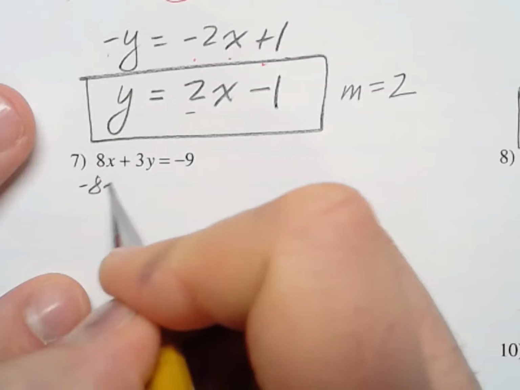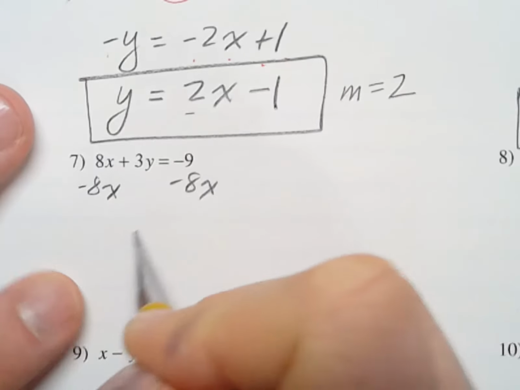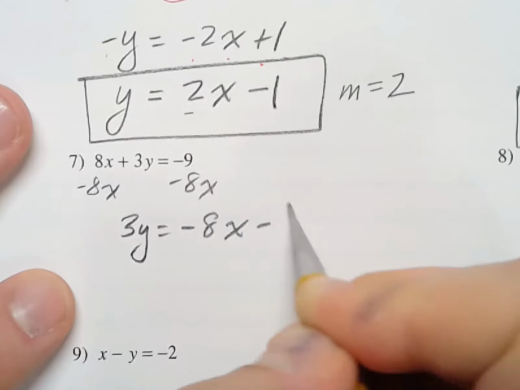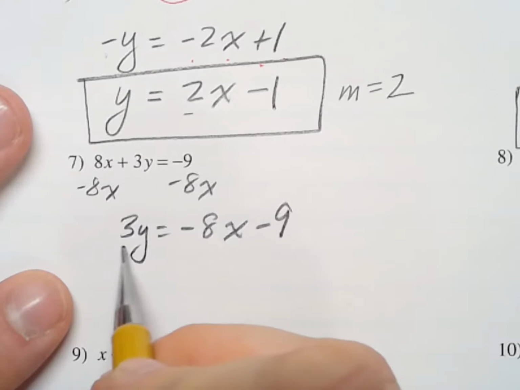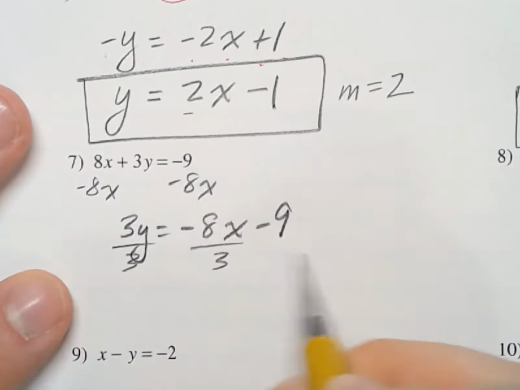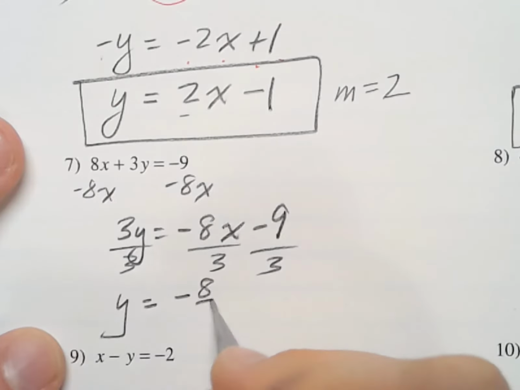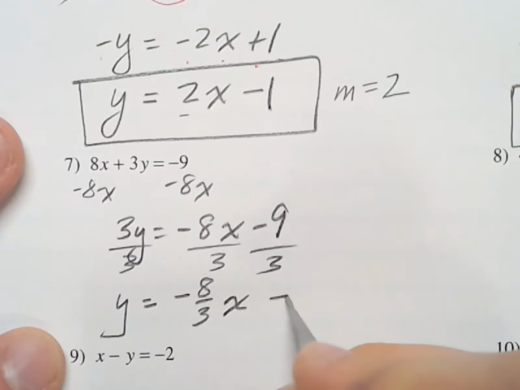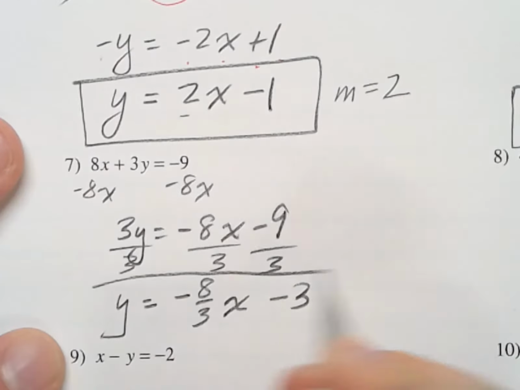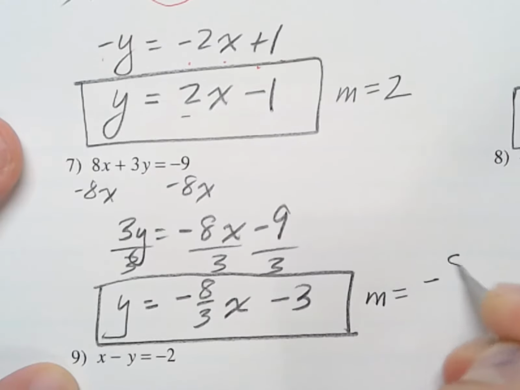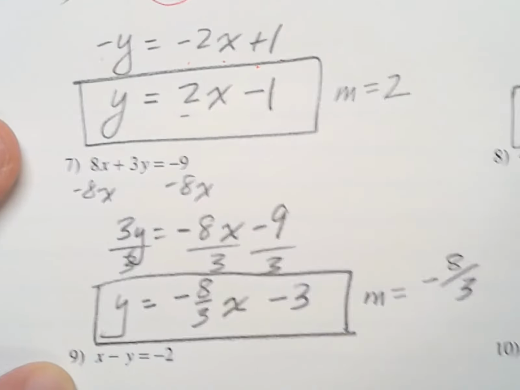So we'll subtract 8x. We'll get 3y equals negative 8x minus 9. Dividing through by 3, we have y equals negative 8/3 x minus 3. So there's my slope-intercept. So obviously the m is negative 8/3.